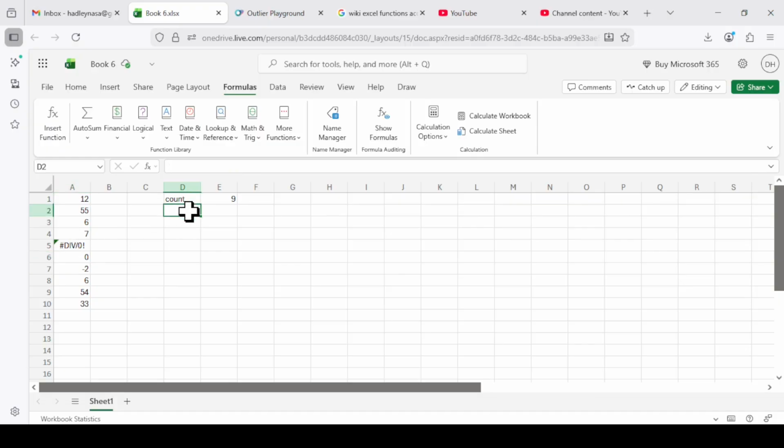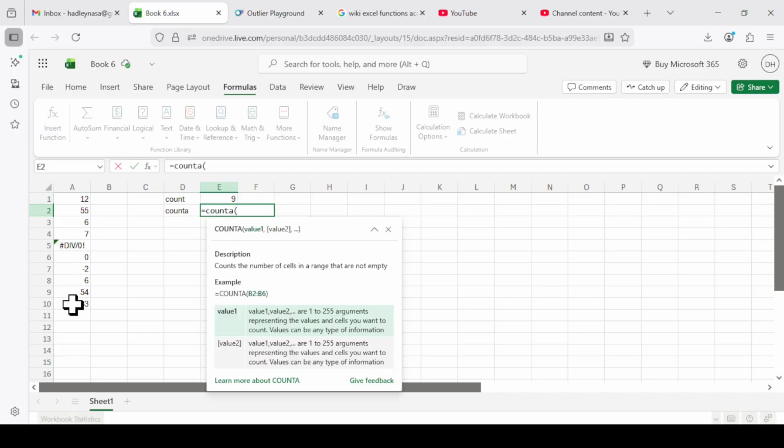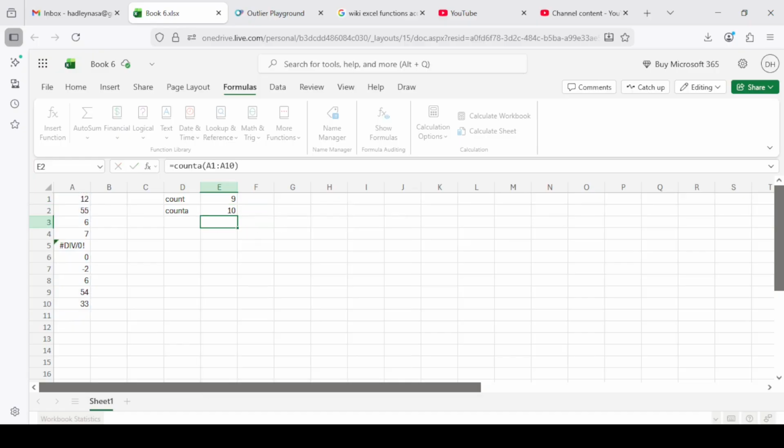If you want to count all of the cells that have something, that would be COUNTA, as in count all. So equals COUNTA, and that gives us our 10. And for divide by zeros, not a number, reference, any kind of error, it will still count those. The only time it won't count is if it is blank. Because if I make this blank, it still goes back to 9. So that's the only case that won't be counted.